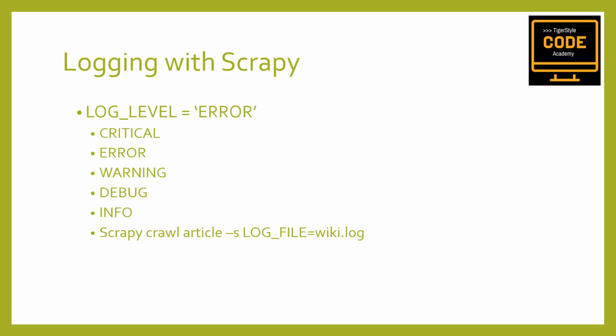To output logs to a separate log file instead of the terminal, simply define a log file when running from the command line with this line: scrapy, in small letters, not capitals, crawl article -o article.json, and the log file equals the log file name. So this will create a new log file if one does not exist in your current directory, and output all logs to it, leaving your terminal clear to display only the Python print statements you manually add.